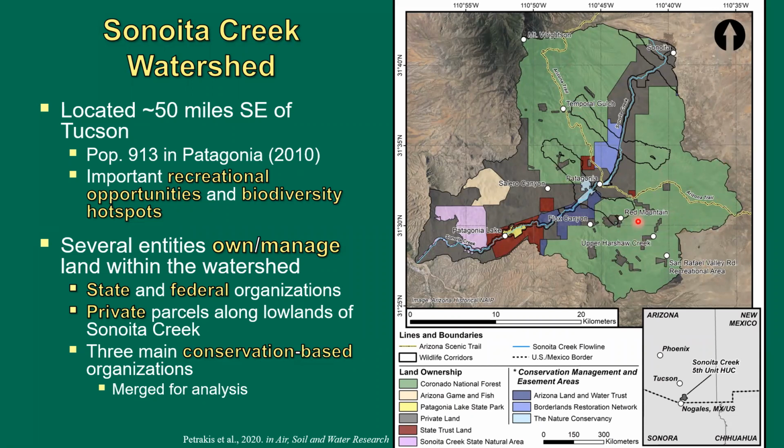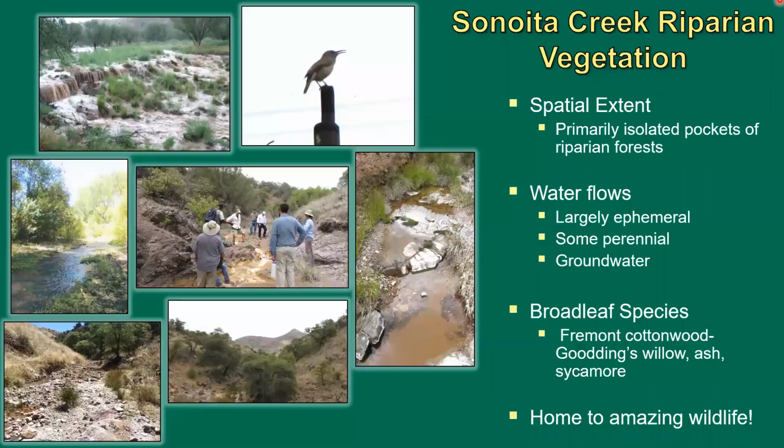Several entities own and manage land within the watershed, including a collection of state and federal organizations. The Coronado National Forest owns about 60% of the watershed, and that's in green on the map. There's also the Arizona Game and Fish and Patagonia Lake State Park. There are a collection of private parcels located primarily along the lowlands of Sonoyta Creek through here. And then three main conservation-based organizations own and manage land within the watershed, including the Arizona Land and Water Trust, Borderlands Restoration Network, and Nature Conservancy. And they're identified by shades of blue in the map on the right.